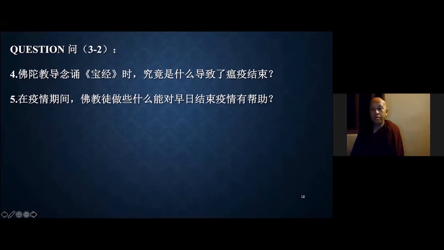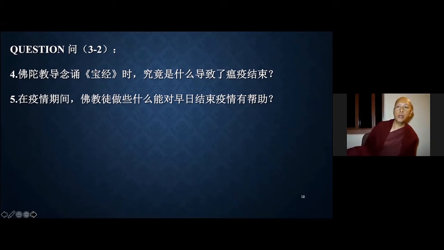Question number 4 is also regarding coronavirus. When the Buddha taught to chant the Ratana Sutta, what is the cause that leads to the end of the pandemic or epidemic? Meaning, by chanting Ratana Sutta, what really causes the disappearing of the epidemic? And then the fifth question: during the pandemic, what should Buddhists do in order to make the pandemic end earlier?